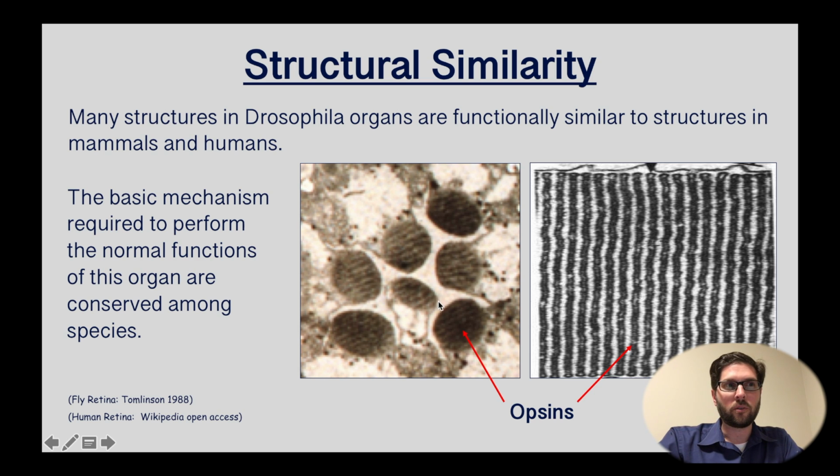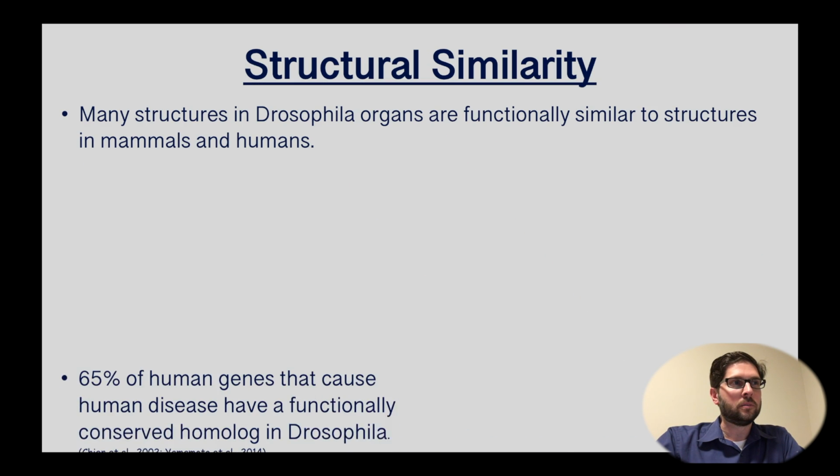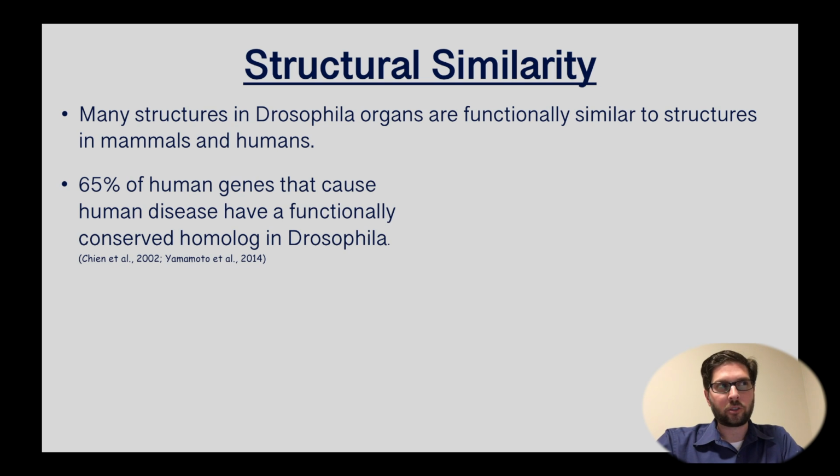And therefore, the basic mechanism of phototransduction utilized in human beings is conserved in Drosophila. So if you can understand how this mechanism of phototransduction works here in this tissue, you have a much better understanding of how it works in this analogous tissue as well. There are a number of structures in Drosophila organs that are functionally similar to structures in mammals and humans.